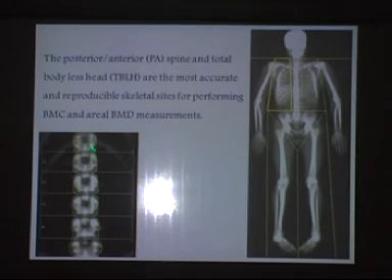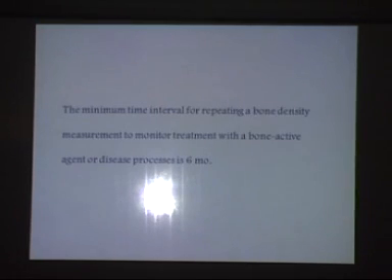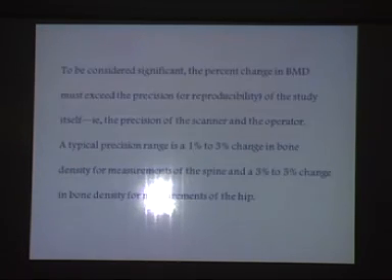The regions we use are the spine from L1 to L4 and total body less head. We don't like to use the femur, neck of femur, in children because this region is progressively growing in children. And if you repeat the measurement after 1 year, you'll find that you cannot get the same region of interest. And the minimum time interval before repeating a scan is 6 months. It's better to repeat after a year, but the minimum time interval is 6 months to get a result.